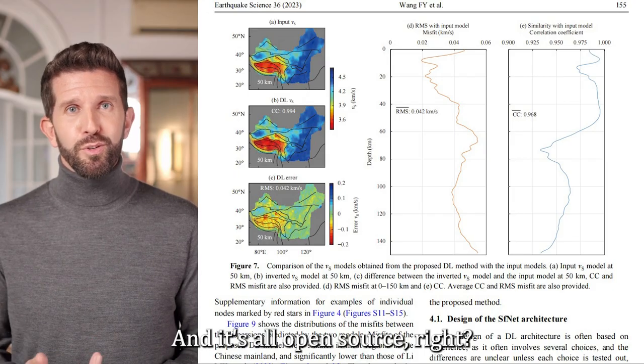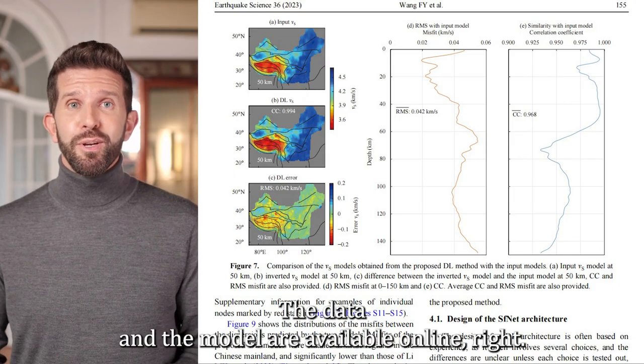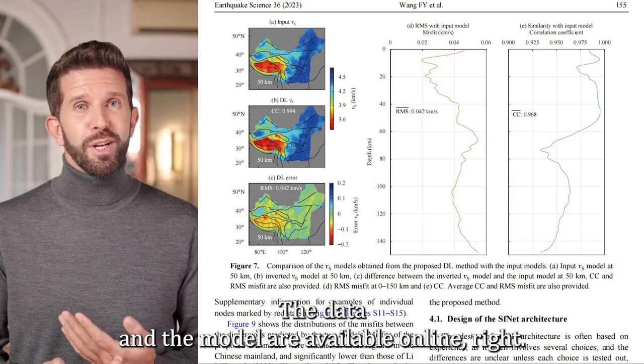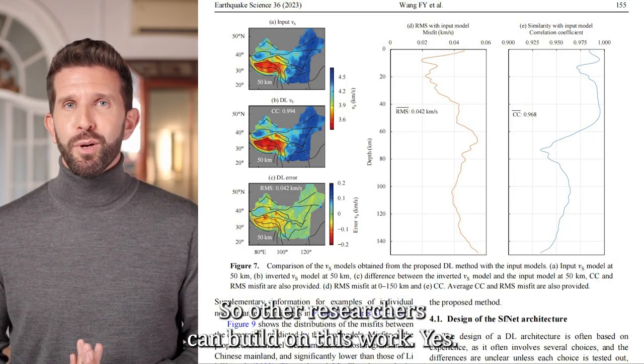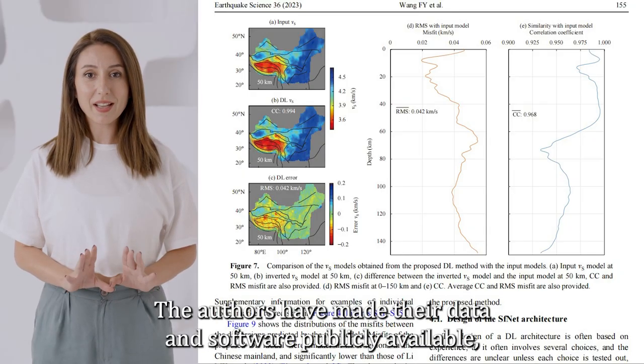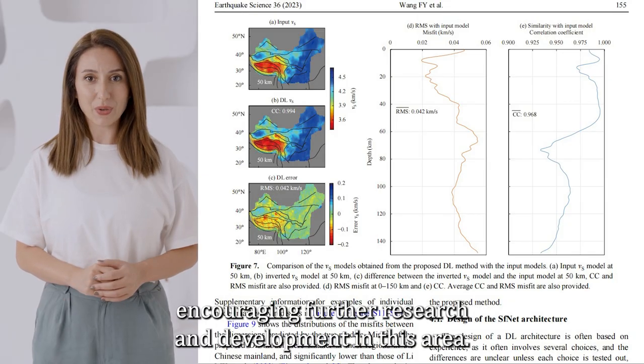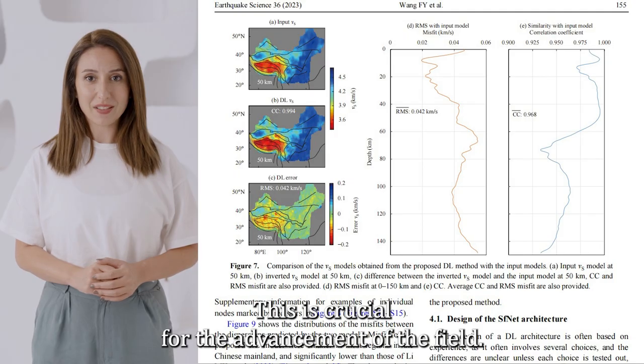And it's all open source, right? So other scientists can use it. The data and the model are available online, right? So other researchers can build on this work? Yes, the authors have made their data and software publicly available, encouraging further research and development in this area. This is crucial for the advancement of the field.